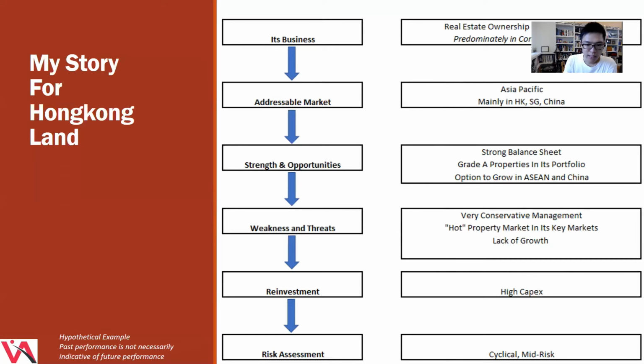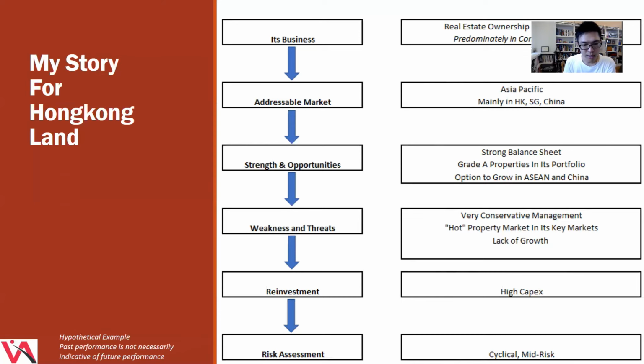And next we look at its reinvestment characteristic. As you know, property business is relatively high capex. It needs to bid for new lands, to develop new properties, and sometimes you're able to sell it, sometimes you're not able to sell it. And so it's rather high capex business. And it's also slick. So from all this, we make an assessment on the overall business risk of the company.